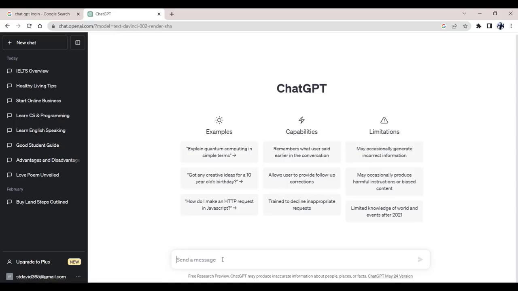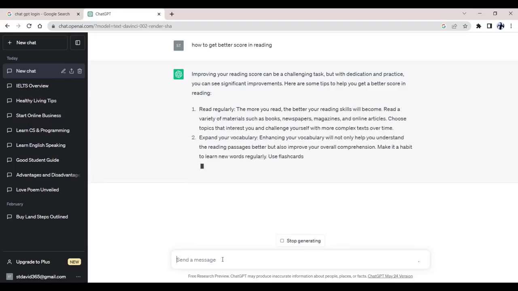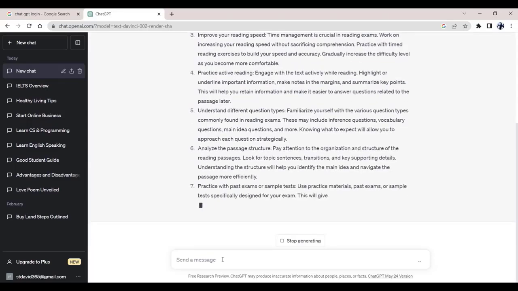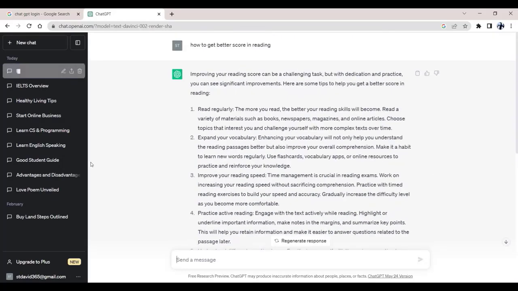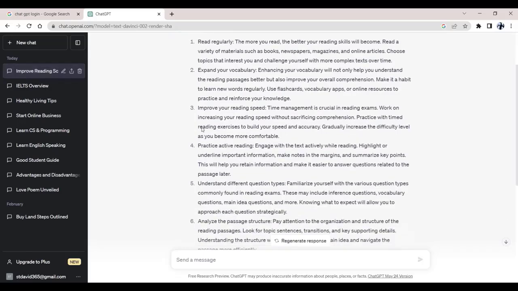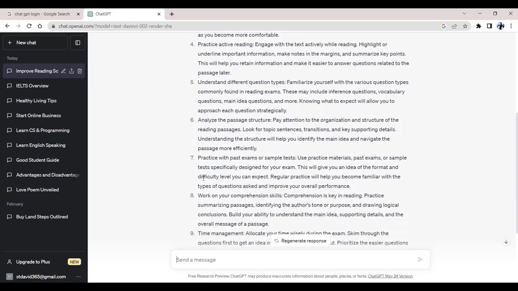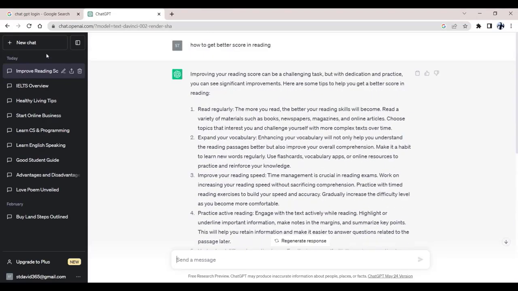Just write: how to get a better score in reading. So, your tips: read regularly, expand your vocabulary, improve your reading speed, practice active reading, understand different question types, analyze the text structure, practice with exam papers, work on your comprehension skill, time management, seek feedback and guidance. Reading skill.